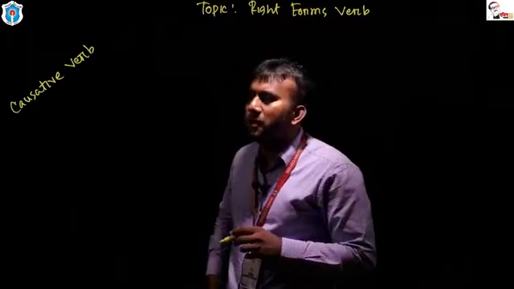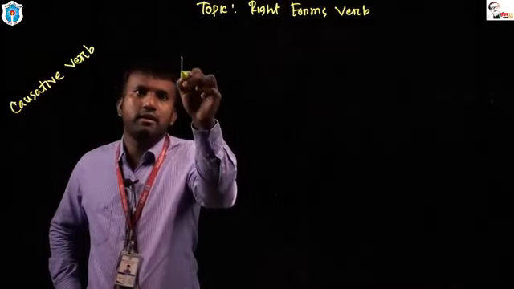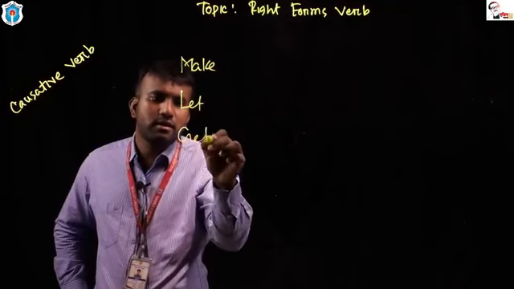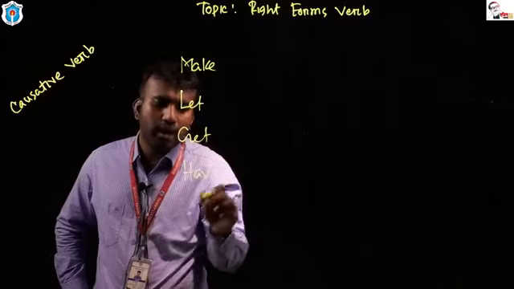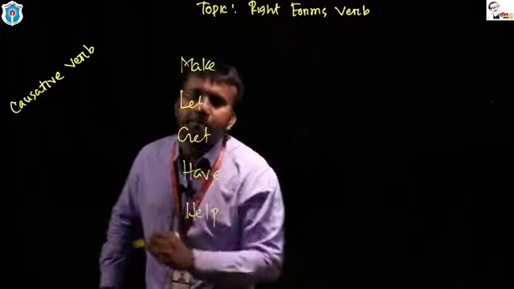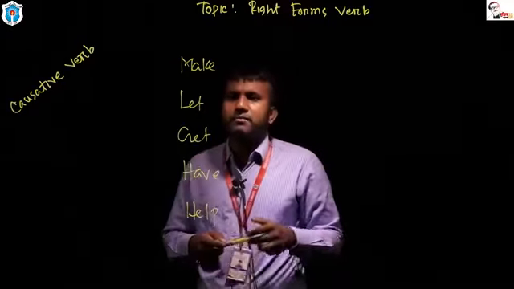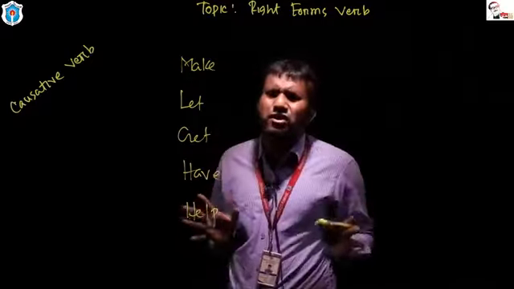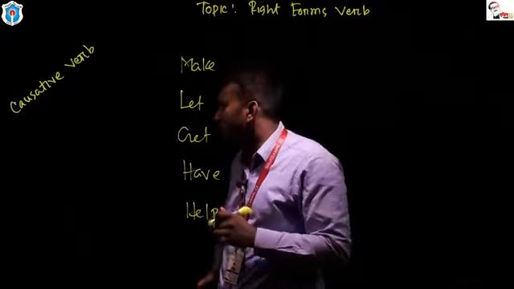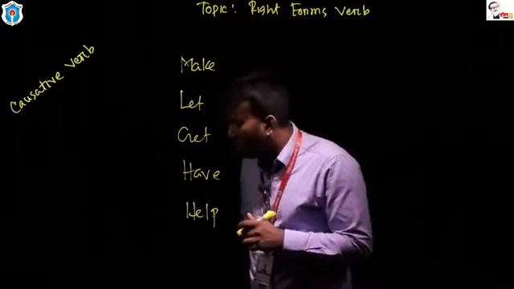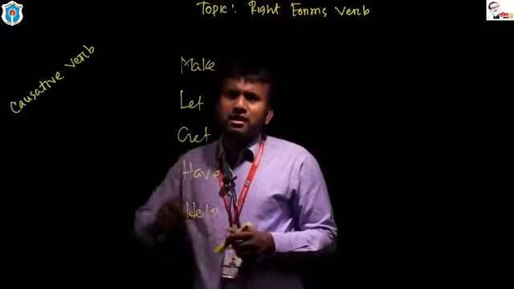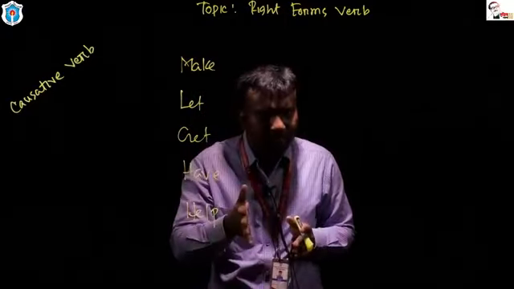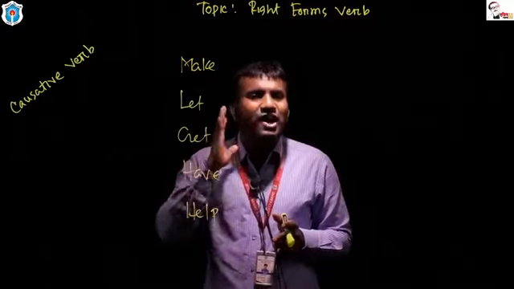Look, causative verbs are make, let, get, have, help. Make, let, get, have, help. These are five causative verbs that we will talk about. There are some other causative verbs, but these five are really important. Dear students, make sometimes remains a normal verb, sometimes becomes a causative verb.